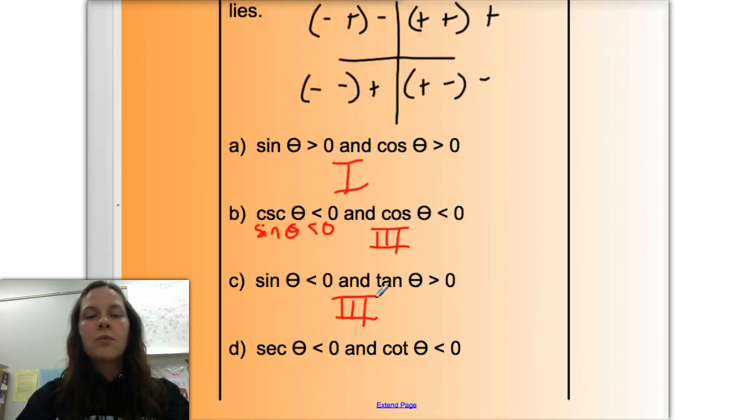And our last question is, when is secant negative? So we can think about when cosine is negative and cotangent is also negative. So we could switch that to tangent. So when our cosine and tangent are both negative, that occurs in the second quadrant.